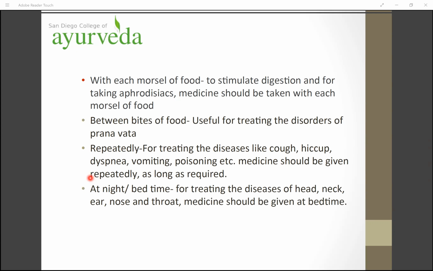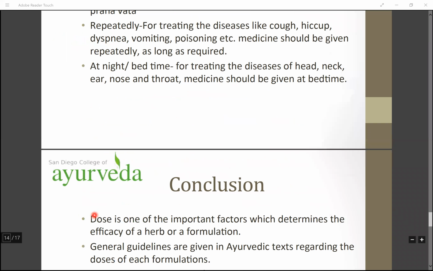And then at night, at bedtime, when you have a disease of the head, neck, ear, nose, throat, especially these medicines that you give a person when you want them to relax, when you want them to sleep, people who suffer from insomnia, all that, you give them the medicine at bedtime, and preferably followed by an anupana that will help aid the whole process.